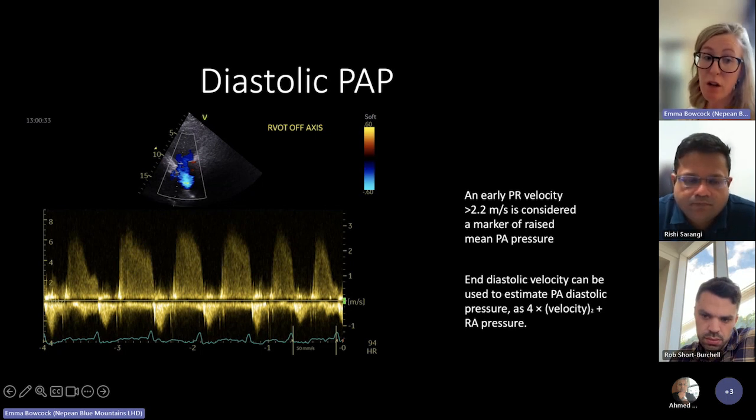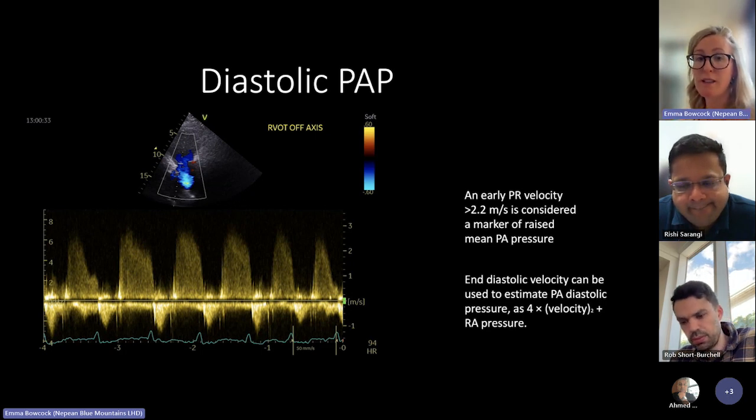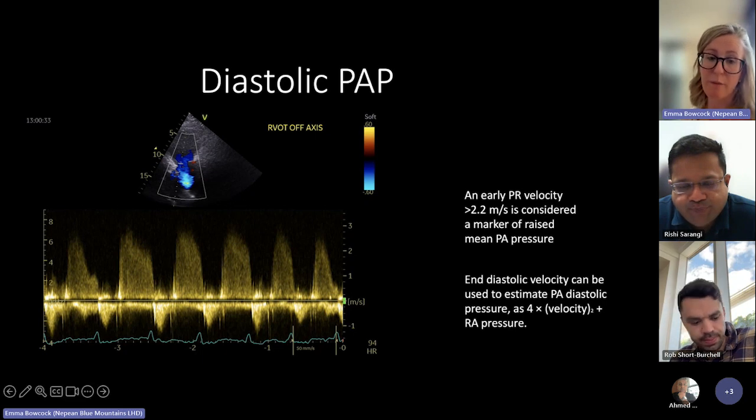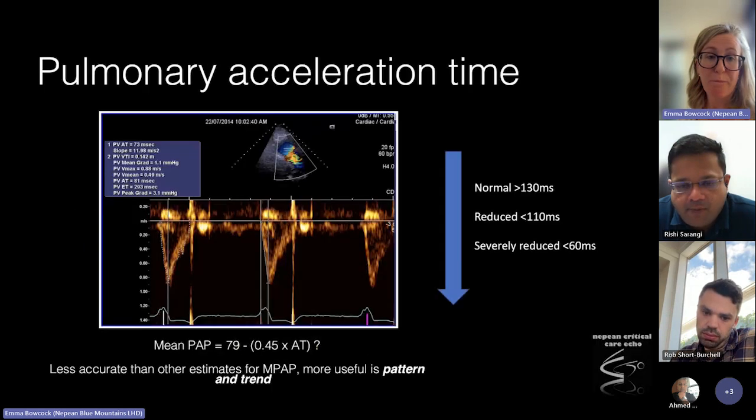But if you're seeing your early peak more than 2.2, that's just a little soft marker that you're very likely to have pulmonary hypertension. If it's more than 2.2 meters per second, again, just that ballpark, the 2.8 and then the 2.2 for your diastolic, for your PR jet, are sort of numbers that I use in everyday practice for that. I find this quite useful in the ICU setting because not all patients have the TR jet, and also because it gives you a lot of information, I think, about the pulmonary hemodynamics.